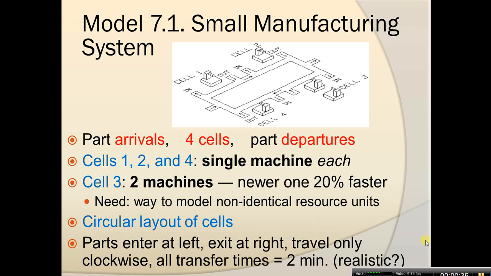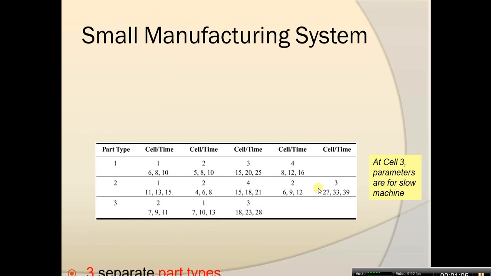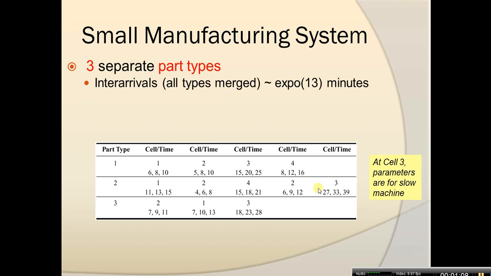As you recall, we have this Model 7.1 of a small manufacturing system that consists of 4 different cells, with cells 1, 2, and 4 having a single machine, and cell 3 has 2 machines, and they are different types of machines because one of the machines is newer, and so it processes 20% faster. We also looked at 3 different part types: part type 1, part 2, and part 3.